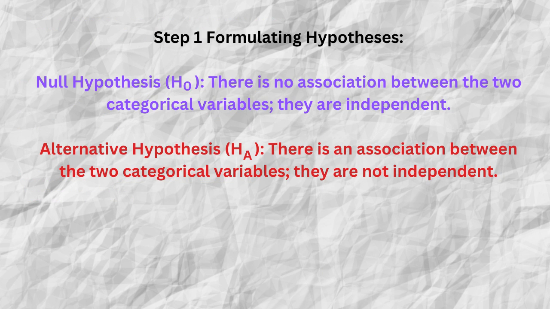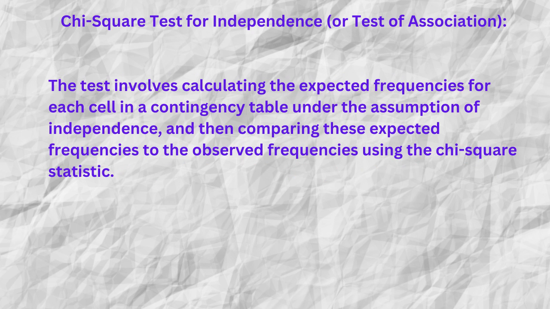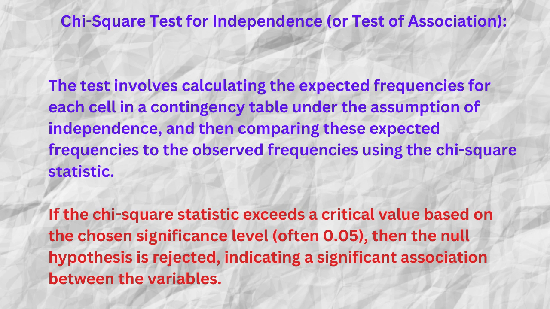We first set up our null and alternative hypotheses. The null hypothesis assumes that there is no association between the variables, while the alternative hypothesis suggests that there is an association. The test involves calculating the expected frequencies for each cell in a contingency table, also known as a two-way table, under the assumption of independence, and then comparing these expected frequencies to the observed frequencies using the chi-squared statistic. If the chi-squared statistic exceeds a critical value based on the chosen significance level, then the null hypothesis is rejected, indicating a significant association between the variables.